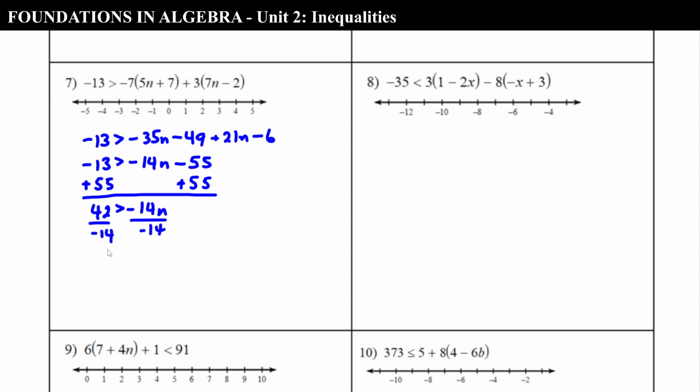Dividing each side by negative 14 means that we are going to have to flip our inequality. So we have negative 3 is less than n, but the n is on the right side. To get it on the left, we have to flip everything again, and we get n is greater than negative 3. So we're going to put an open dot at negative 3, and since we're greater than, we're going to the right.